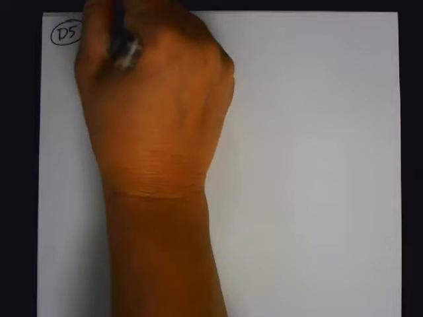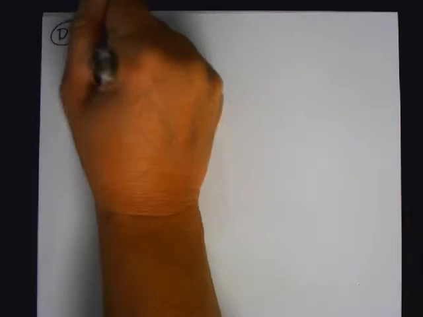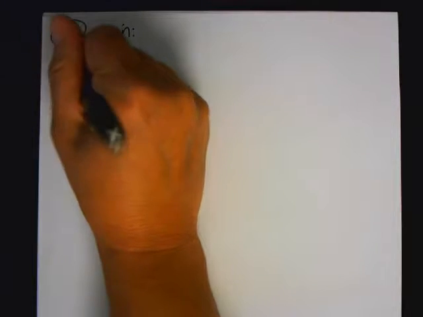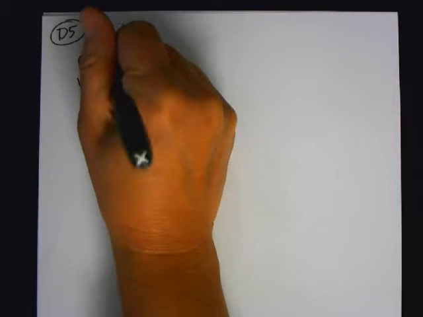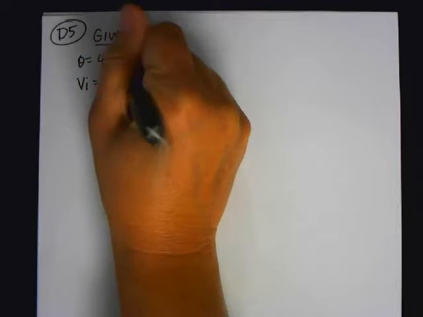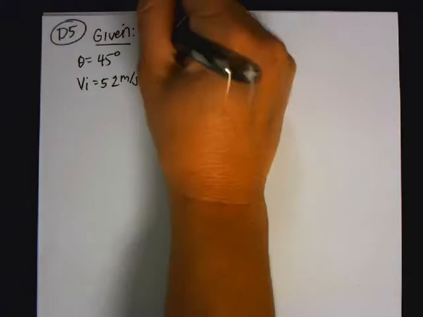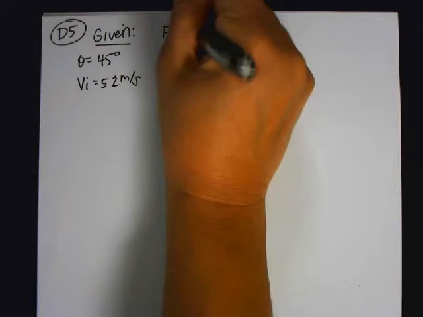So in our given, we know that theta is equal to 45 degrees with the horizontal. If the initial velocity is equal to 52, so VI is equal to 52 meters per second, how far does it travel horizontally before striking the ground? So we want to find x. And that's also called the range.